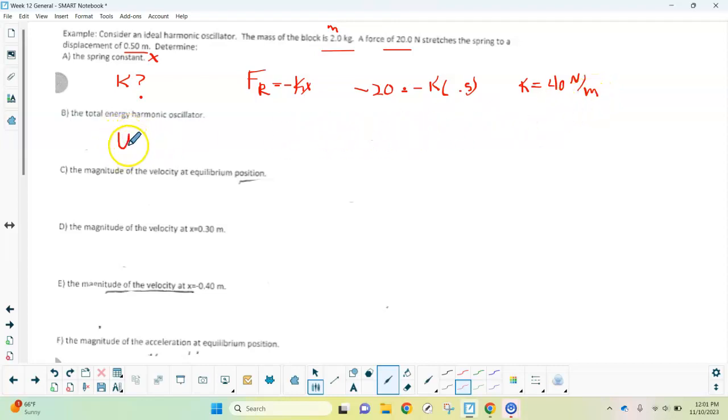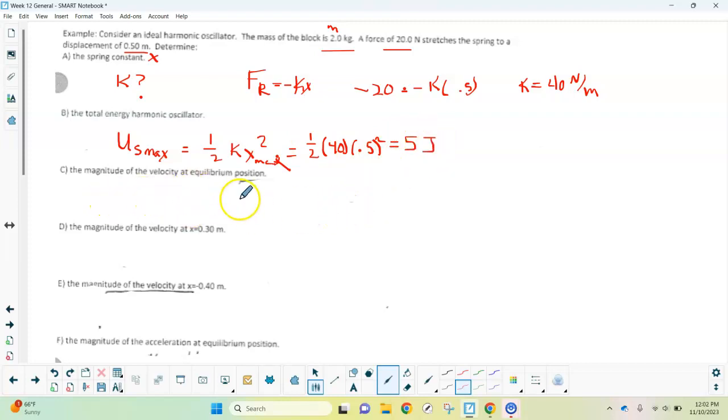For the total energy, if it's stretched to the maximum distance, the maximum stretch is when it has all its energy in the form of potential. So that'd be 1/2 K, and then if we wanted to use x squared, that's fine. It would be the maximum distance. The maximum distance stretched is also known as the amplitude, so if they use that terminology, that's fine. So it would be 1/2 times 40, and then this would be 0.5 squared. If you put that in your calculator, you get 5 joules of energy. So there are 5 joules of energy in the system.